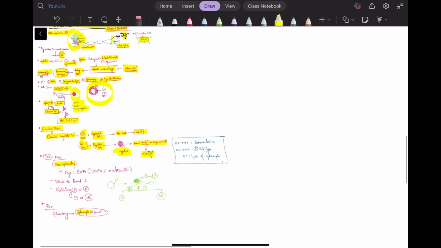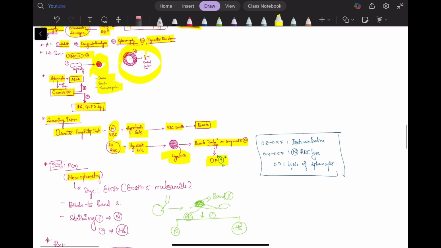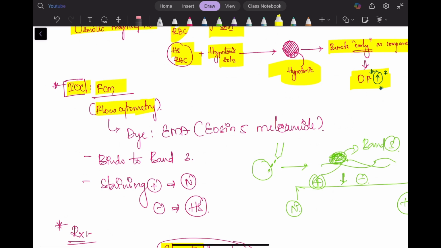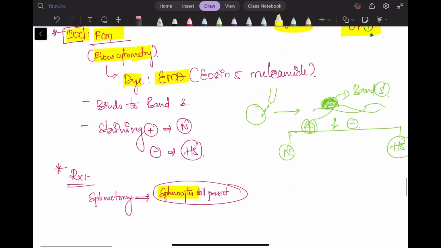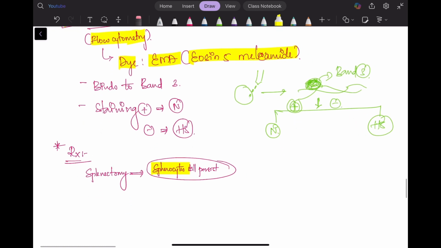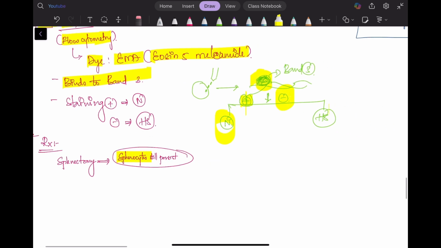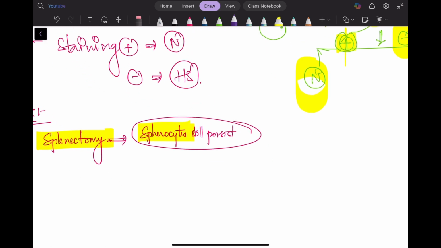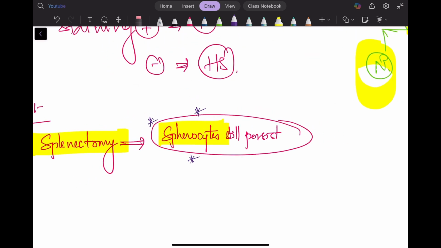Then we have the cells which we studied in detail. This is the normal and this is hereditary spherocytosis, spherocyte cells. Then we have investigation of choice, flow cytometry. Dye we use is EMA, eosin 5 maleimide, which binds to band 3. If band 3 staining is positive it is normal, if negative then it is spherocytosis. Then what is the end of the story? We do splenectomy and the story ends, but they won't leave, like ghosts in The Nun movie.